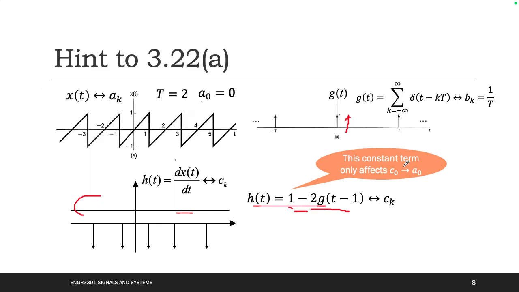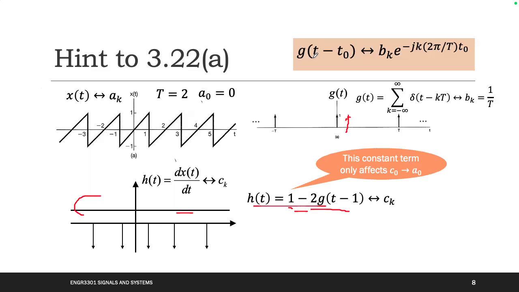For c_k, we also use the shifting property, because we have the FS coefficient for g(t), and here is g(t minus 1). So we need to use this equation. Any question? If we want to find c_k, we mainly focus on this part. That makes sense to you?